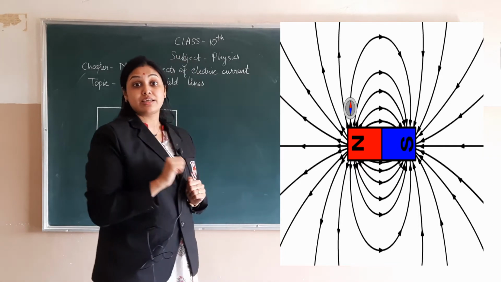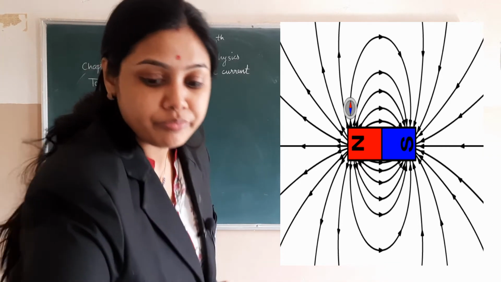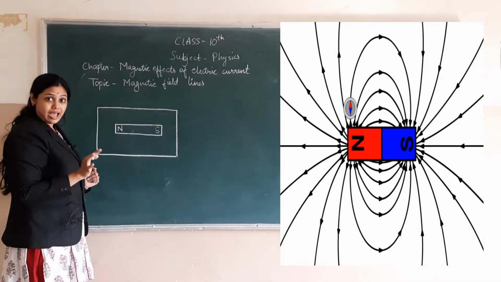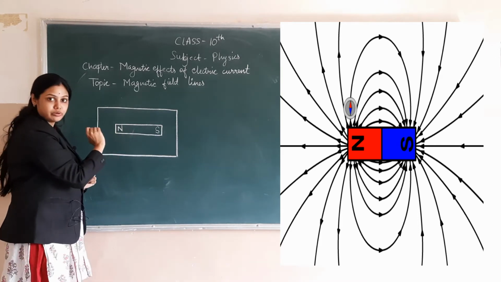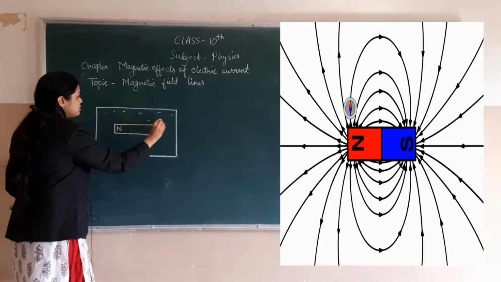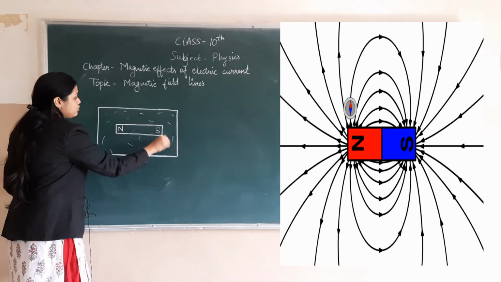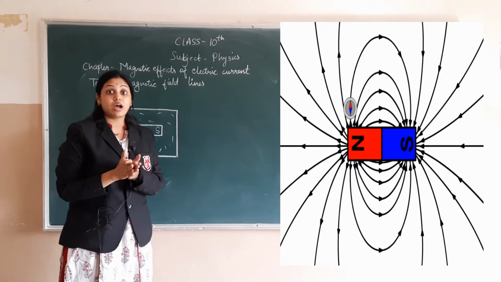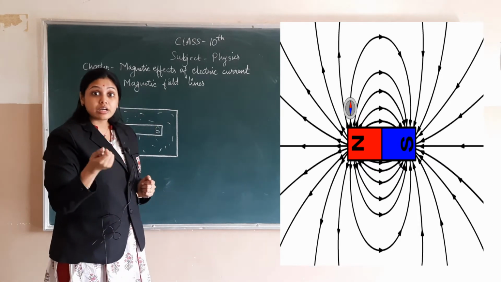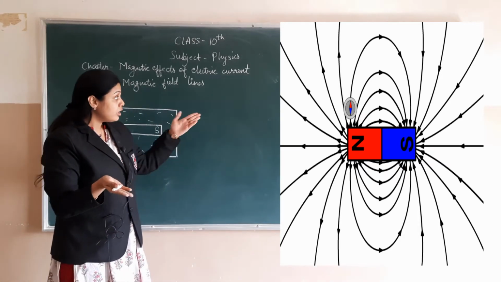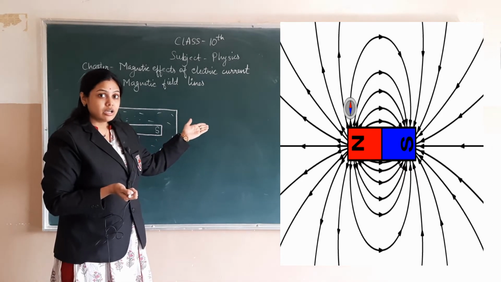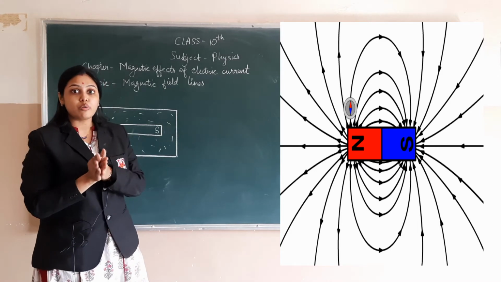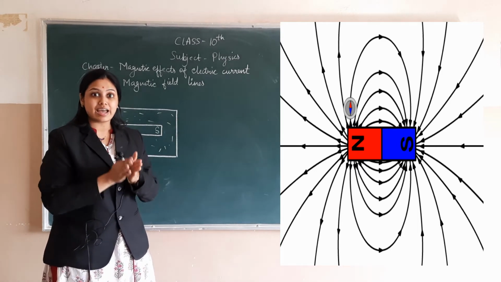For that there is an experiment. Just imagine that you have a cardboard. You have placed a magnet on this cardboard, and then you have sprinkled iron filings on it. When you sprinkle these iron filings, you will find that they start arranging themselves in a pattern. You can see this pattern here. In this pattern you will see that the field lines are more crowded near the poles and less at the center.